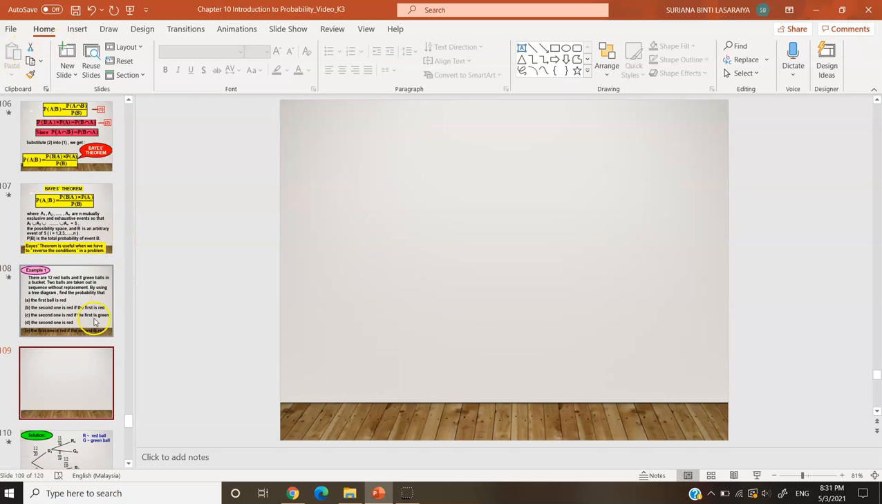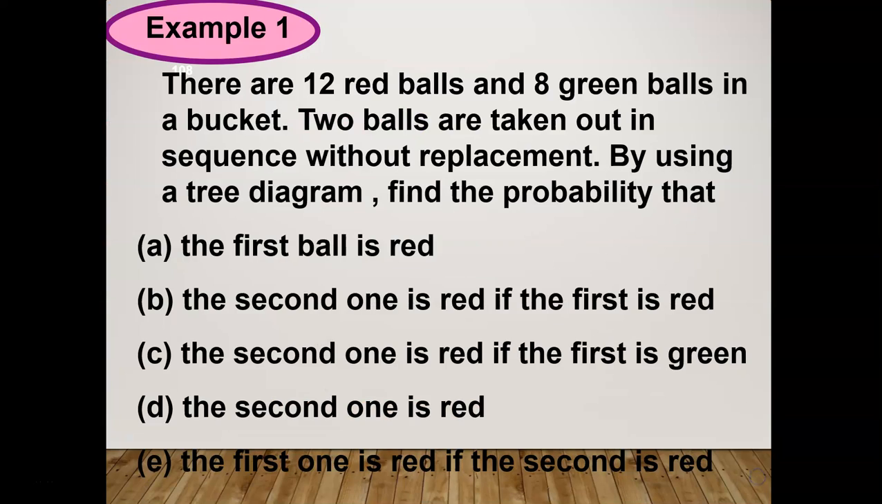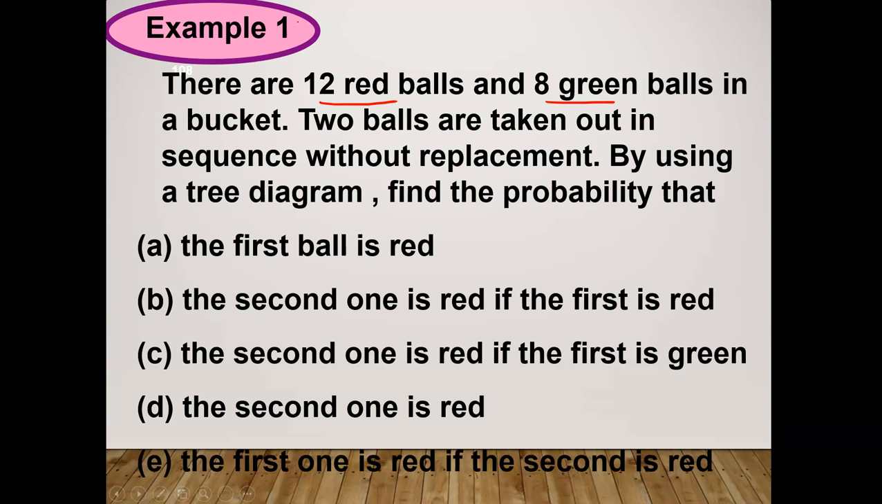Okay, I put a new slide first. How can you sketch the tree diagram? You take out the information first: 12 red balls and 8 green balls. You take 2 balls, meaning you will have 2 events, taken out in sequence without replacement. Without replacement, when you take out the first ball, the second probability will be affected, because you didn't put the ball back.